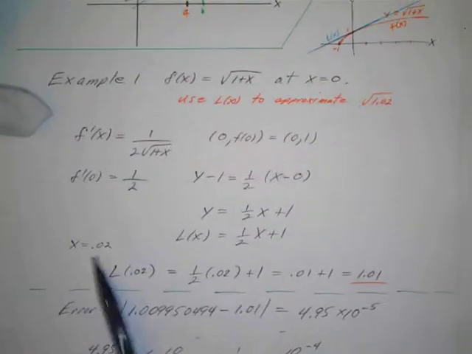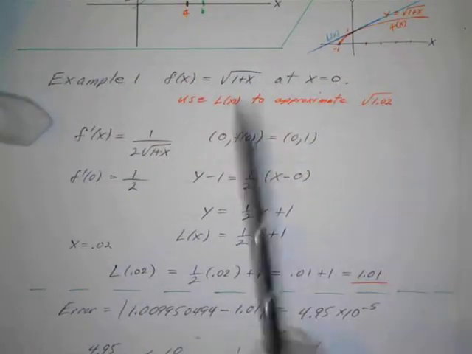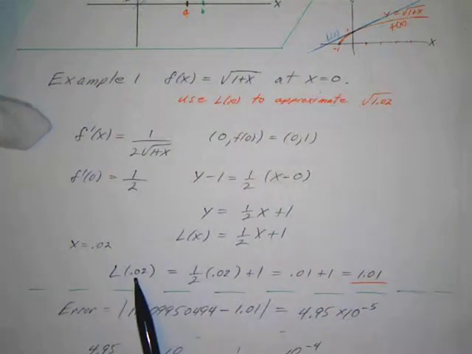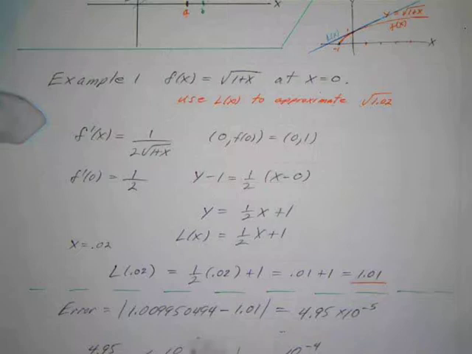Now if x is 0.02, because I want to use this for 1.02 and I already have a 1 in here, so I'll call x 0.02. I'll just find out what that value would be. So if I put 0.02 in here, the 1 takes into consideration that one that was involved. See how easy this is to evaluate. 1/2 times 0.02 is just 0.01, plus 1 is 1.01. And there's my approximation.